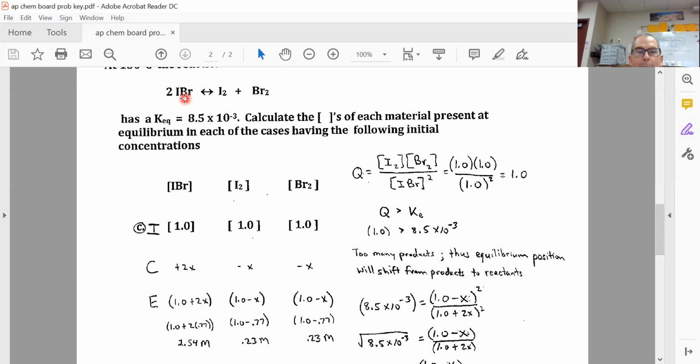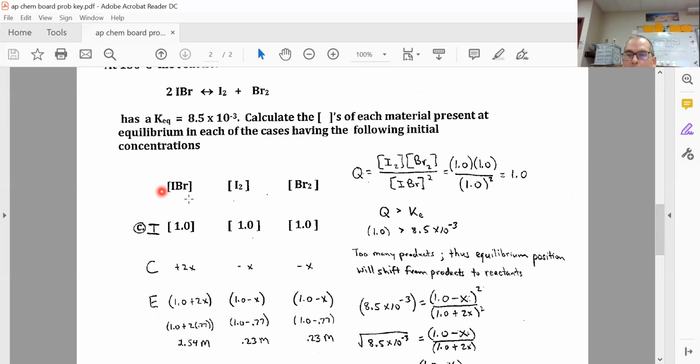So if it shifts left, how much is it going to shift? It's by an amount x. And remember, the IBR is going to be 2x because of the 2-to-1 ratio. But that does help us establish, if it's shifting left, that the I2 and the BR2 are going to become less. So we say minus x for those. And then this is going to be plus 2x because the reactant side is going to be gaining. We figured that out because Q was greater than the equilibrium constant. The Q is overvalued on the product side. It has to move back in the other direction.